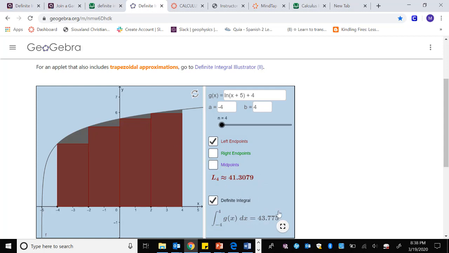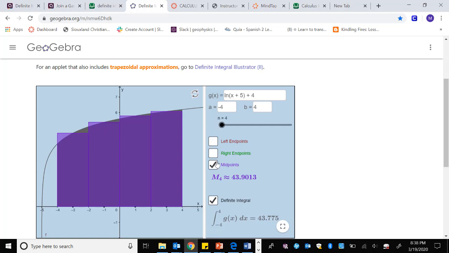Here's the actual area down here. If I go to the right, my area approximation is too big because then the rectangles are bigger than the curve, taller than the curve. The midpoint probably gets you the best. It's the most efficient in there.